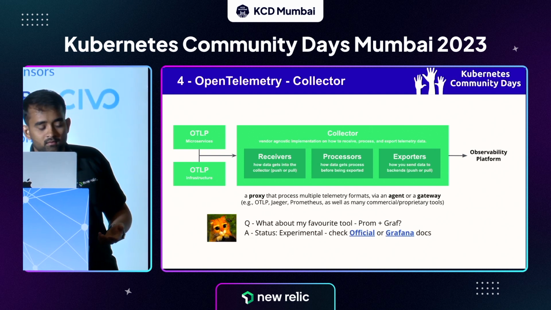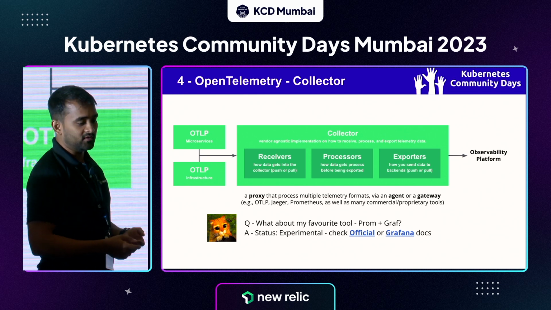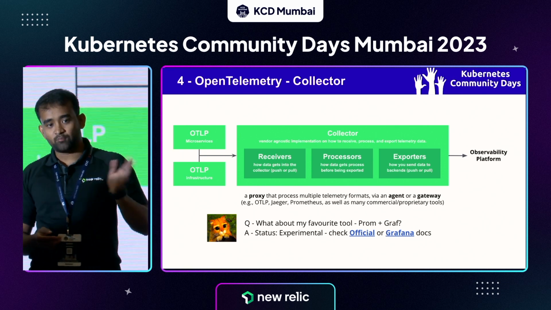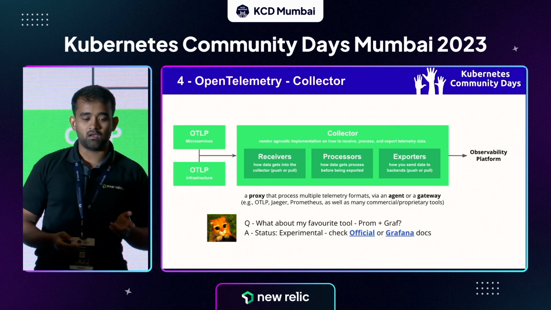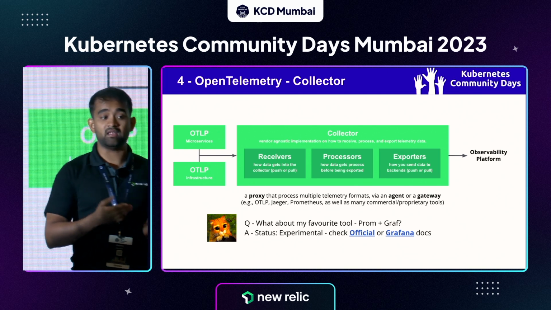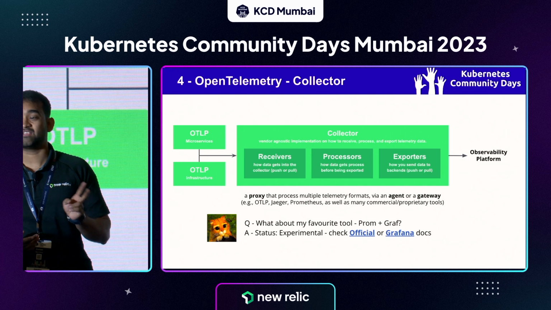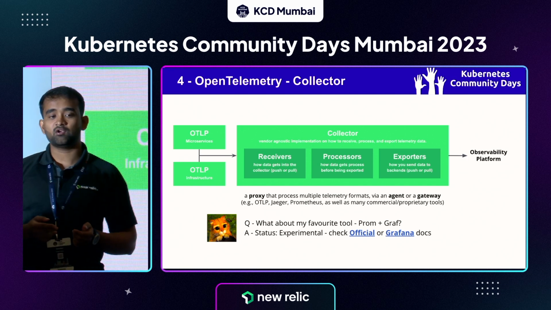Now, what about those who are already using Prometheus and Grafana? It's a favorite tool for many, so what about that? So the support is existing with OpenTelemetry, but it is experimental. If you want to explore that front, definitely read through the official documentation of OpenTelemetry as well as Grafana. Since it's an experimental phase, you really need to be mindful of that.